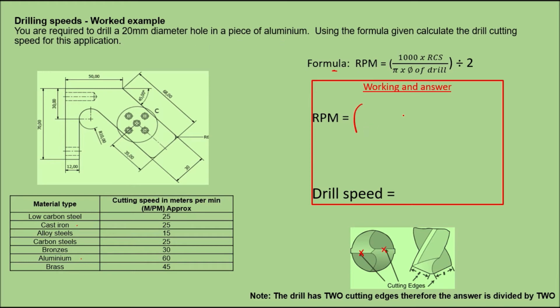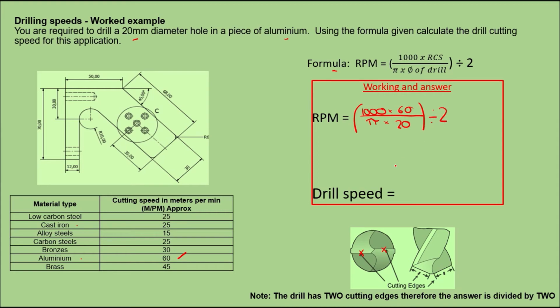I'm going to pop these brackets in place because this initial section of the formula has to be done separately. So I'm going to get my constant, which is 1000. I'm going to get my pi, which is also a constant. I'm going to multiply both the top and the bottom. I'm going to look for my recommended cutting speed. What material have I got? I've got aluminium, so I'm going to come down and I've got a recommended cutting speed of 60. I'll close those brackets while I'm there. I'm going to divide that by pi times the diameter of the drill. What diameter do I need? I've got a diameter of 20. That whole section is then going to get divided by 2.